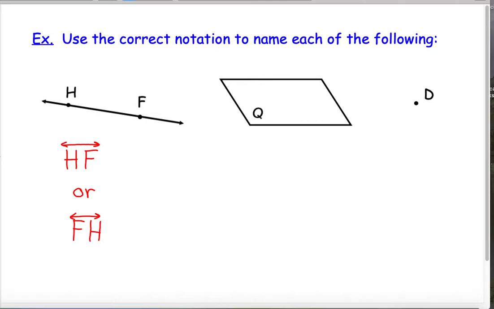How about for the next one? What do we have? Well, we have a plane, and so you have to write the word plane, and then you have to put the capital letter. So that's referred to as plane Q. And then lastly, what do we have over here on the right? Well, that's just a single point, and the way we name a point is by the capital letter next to the point. So that's just D. How do we do? All right, so let's keep going.